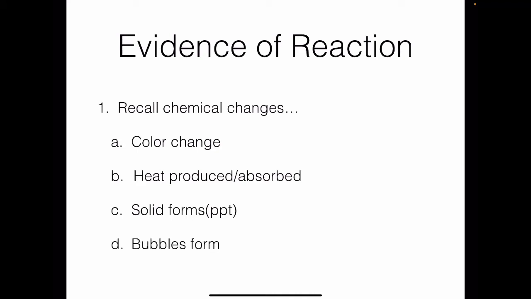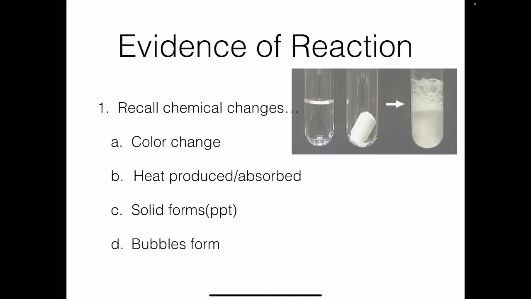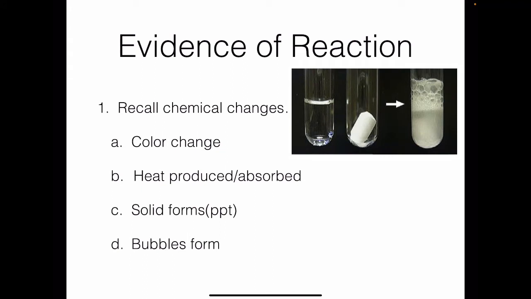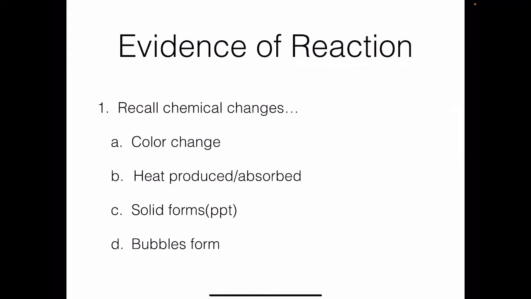And then also bubbles form. So we've talked about vinegar and baking soda, how we know when we mix vinegar and baking soda together, we end up with a lot of bubbles, and those bubbles are carbon dioxide gas. And that carbon dioxide gas wasn't there in the beginning. So if we end up with something at the end of a reaction that wasn't there in the beginning, we know a chemical change has occurred, and then we can represent that by writing down a chemical equation.